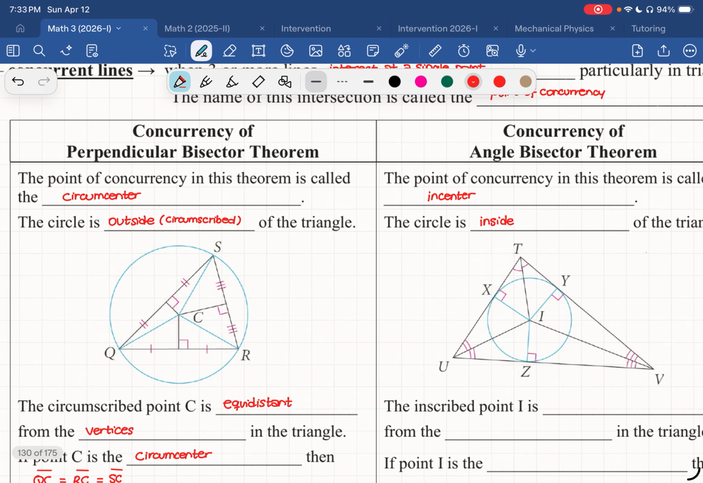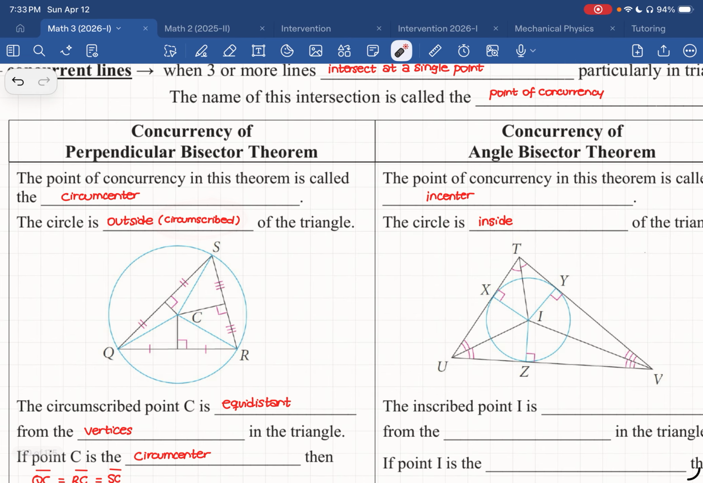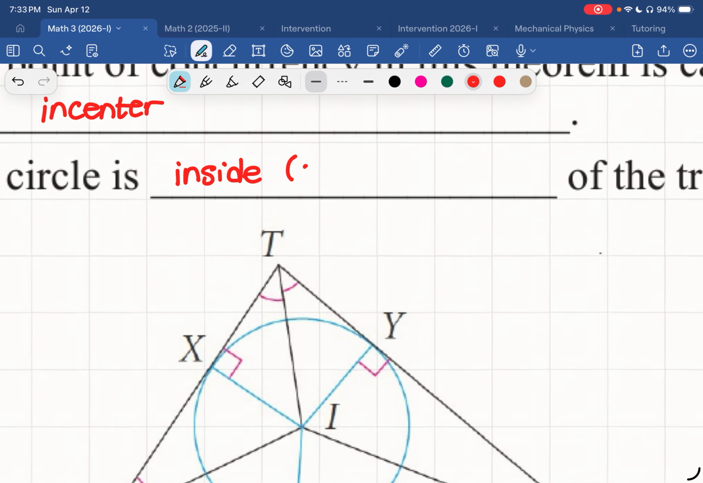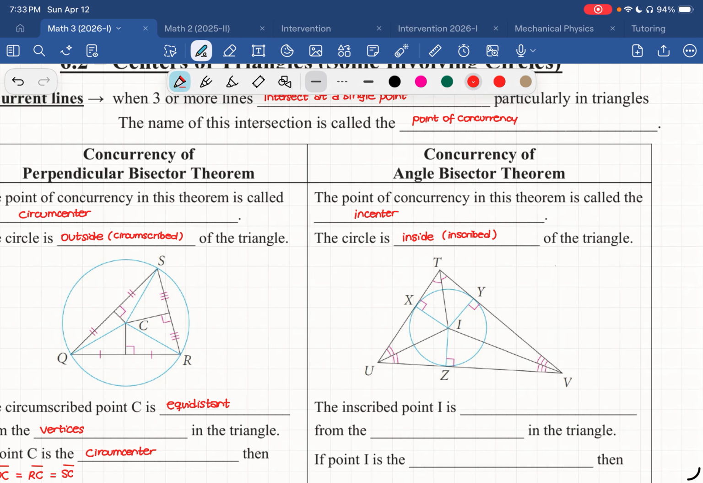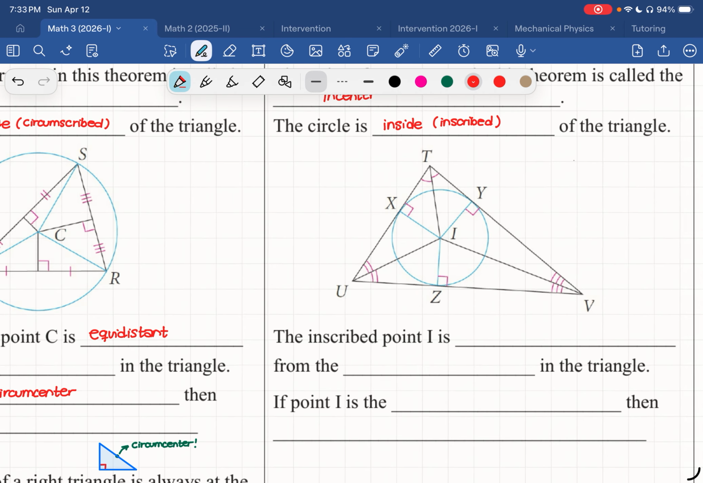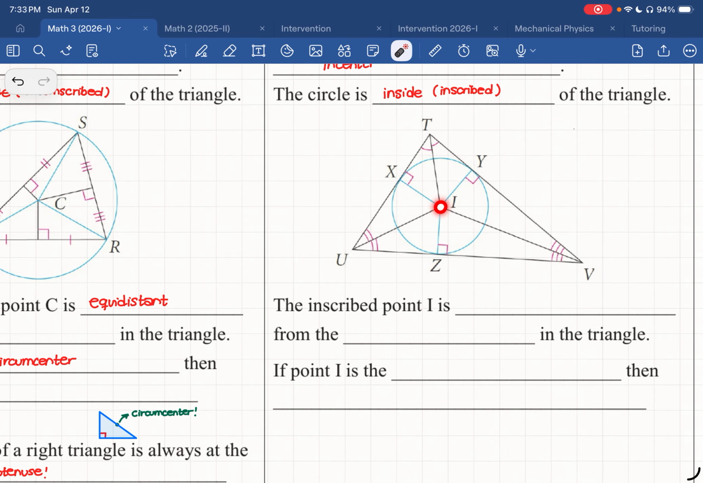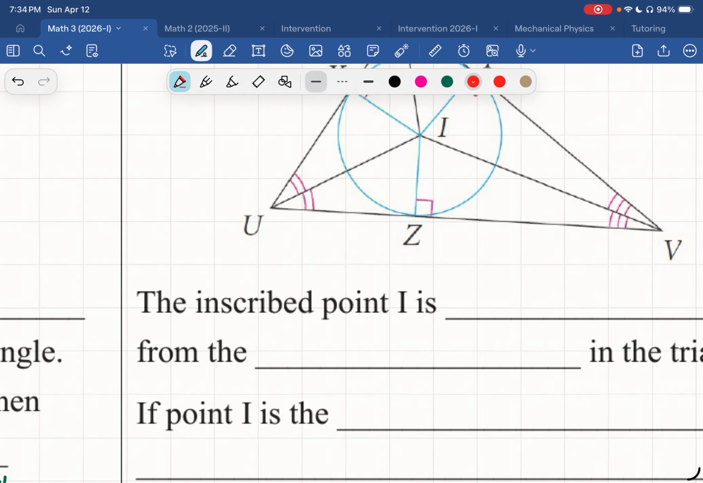Now, when something is outside, we call it circumscribed. But when it's inside, in math, we call it inscribed. Okay? Inscribed. So let's talk about this theorem more in depth. It says the inscribed point I, which is this one, is equidistant.